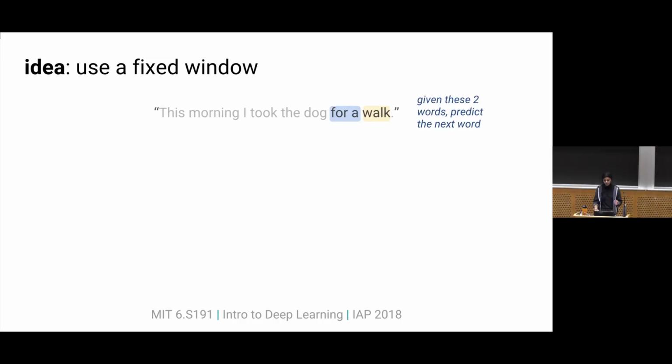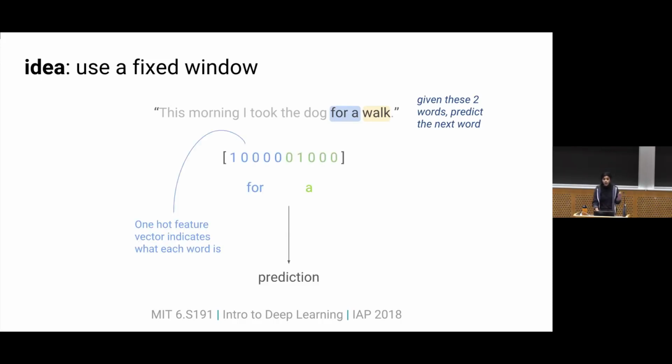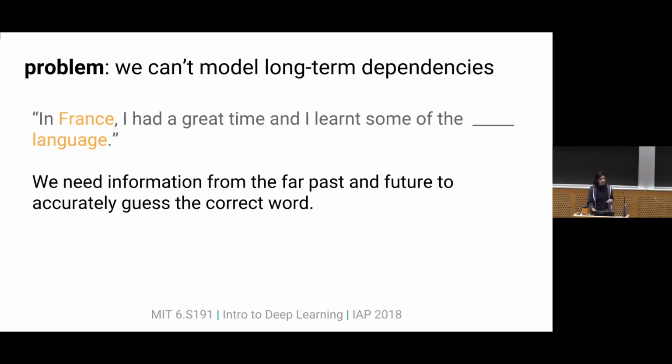Now we can represent these 2 words as a fixed length vector by creating a larger vector and then allocating space in it for the first word and for the second word. We have a fixed length vector now, no matter what 2 words we're using, and we can feed this into a machine learning model, like a feed-forward neural network or a logistic regression or any other model, and try to make a prediction.